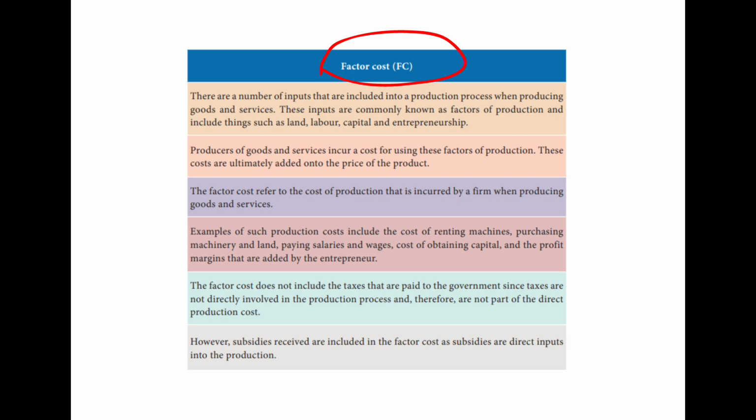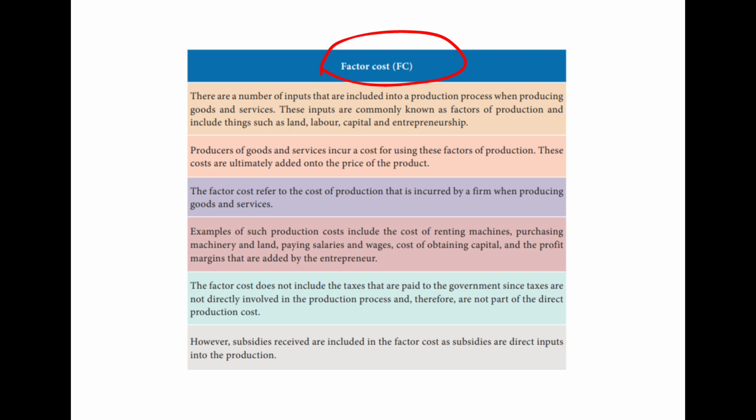So here you can see there are a number of inputs that are included in the production process when producing goods and services. There is any number of inputs that we are putting into the production process. Naturally, when we are putting in an input, there should be an output. So what are the inputs that we use? The factors of production. What are the 4 factors of production? Land, labor, capital and organization.